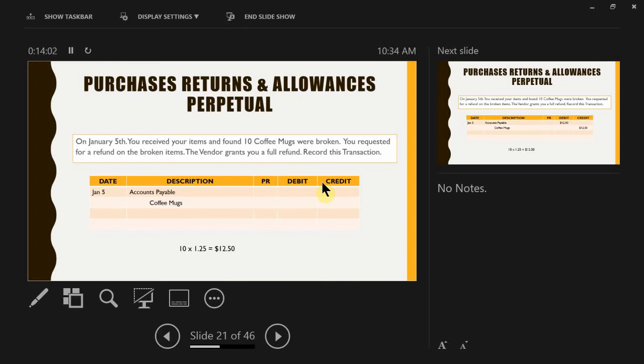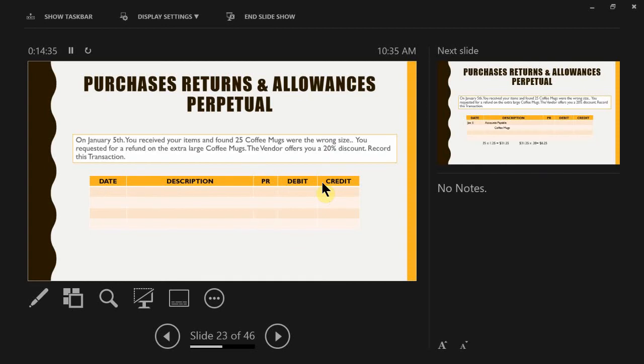Okay. So again, it was $1.25 each. So $1.25 times 10 gives you $12.50. So that's what you're going to be refunding. And that is it. That's as simple as it can be for the returns for this one. Because everything is in inventory, when we make a refund or a return, it comes right back out of inventory.